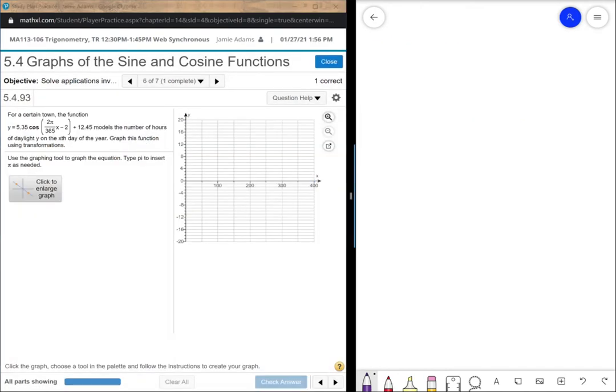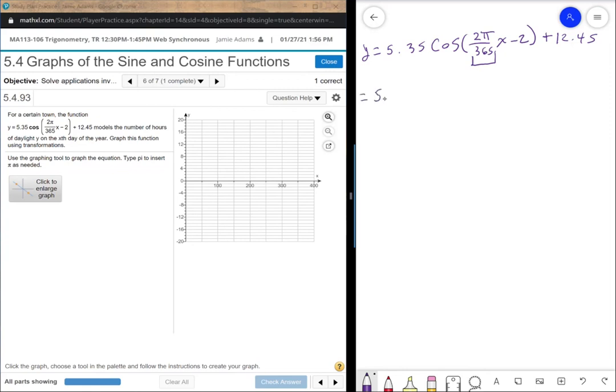Now let's try our hand at graphing a cosine function. So, we're given that y is equal to 5.35 times cosine of 2 pi divided by 365 times x minus 2, plus 12.45. Now before we start talking about the transformations that occur to this specific cosine function, we need to make sure it's in the correct format. And when I say the correct format, we need to actually factor b out of this binomial so that we get the correct phase shift.